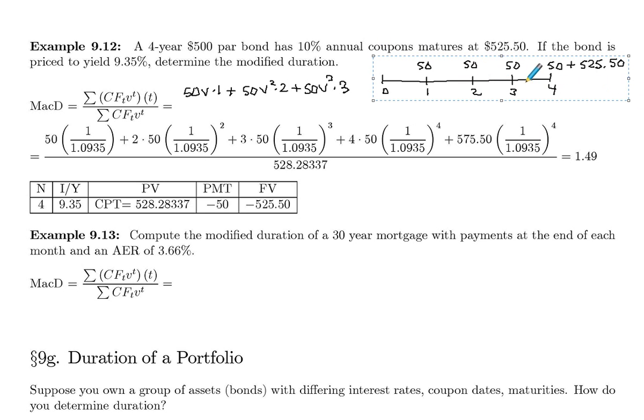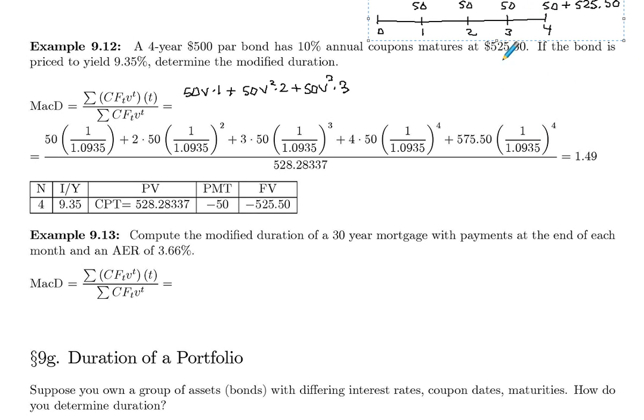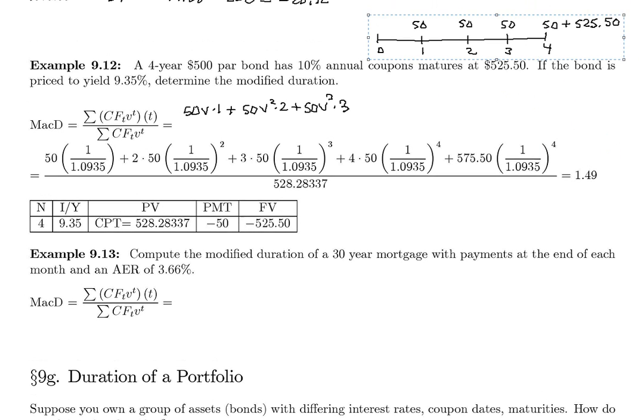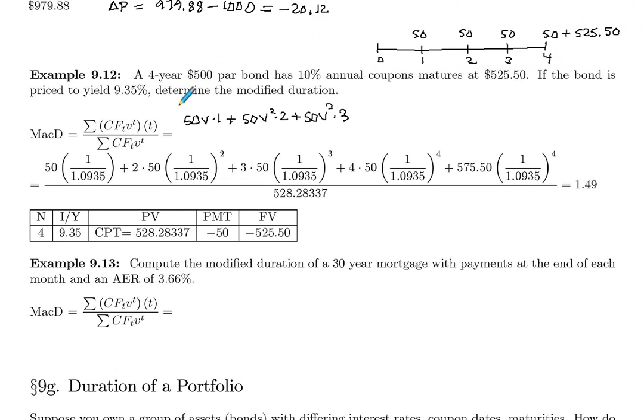And let me just go ahead and move this time diagram up here. And then we got that fourth cash flow, 50 v to the fourth times 4, and then the redemption value brought back, so 525.50, present value with discount factor v to the fourth times 5. And then we're dividing everything by the price of the bond.